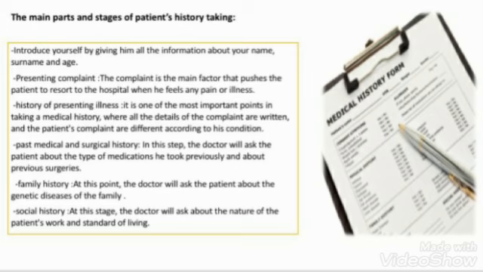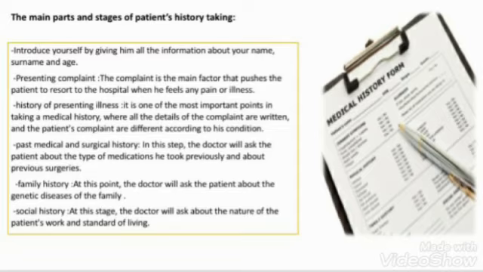In each history taken, we have a main part and the stages. So, what are the main parts and stages for taking a patient history? The stages are: introduce yourself by giving him all the information about your name, surname, and age. Presenting complaint. The complaint is the main factor that pushes the patient to go to the hospital when he feels any pain or illness. History of presenting illness.